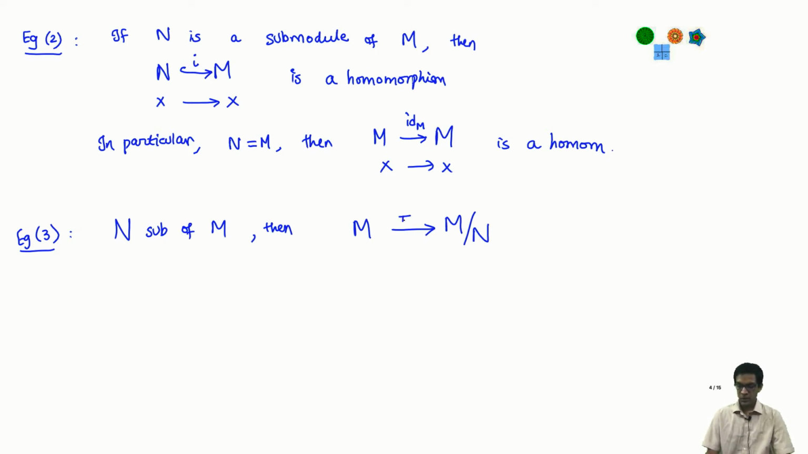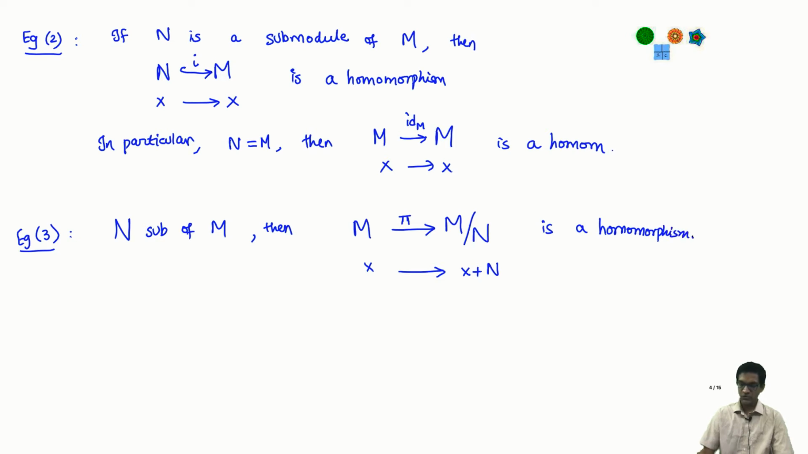Now from M to the quotient I have what's called the projection map, which takes each element x of M and maps it to its corresponding coset x plus N. So this projection map is a homomorphism. Let's check this quickly.